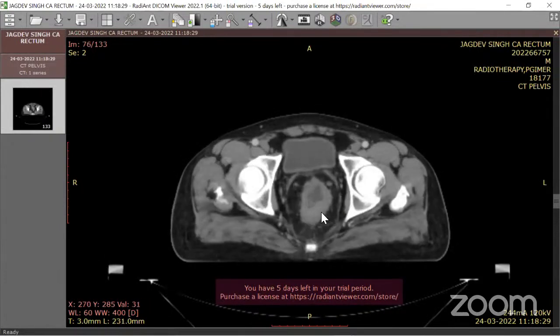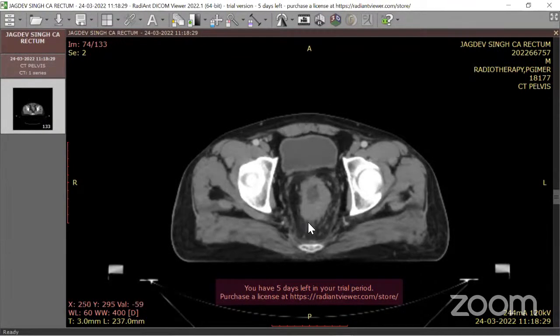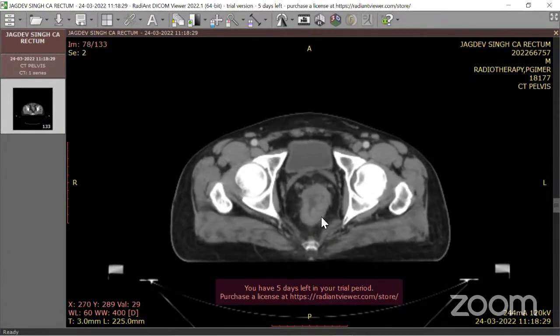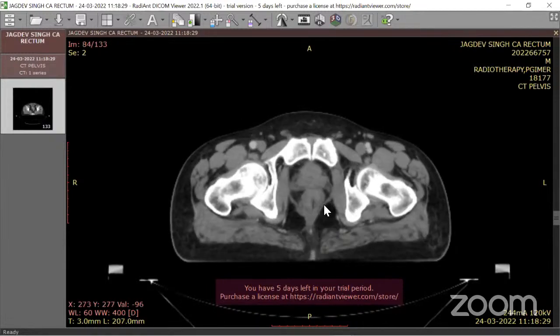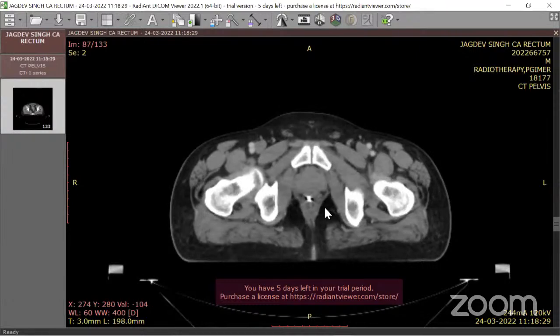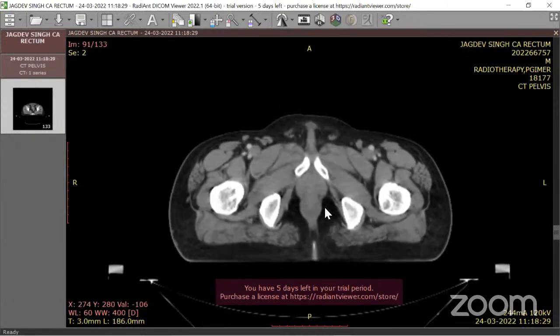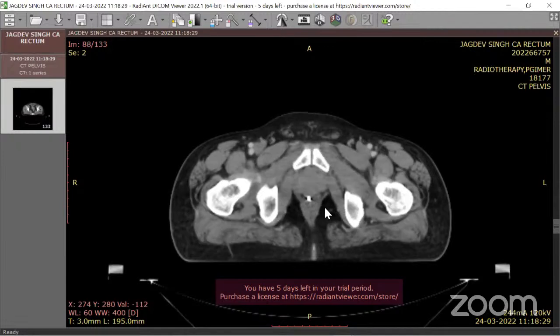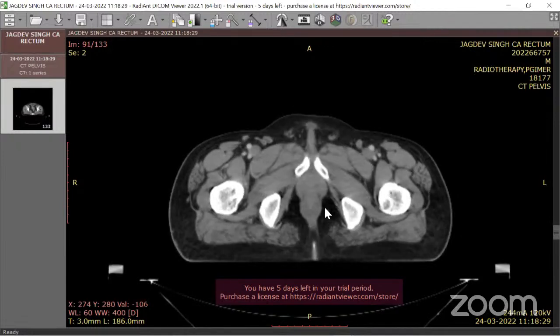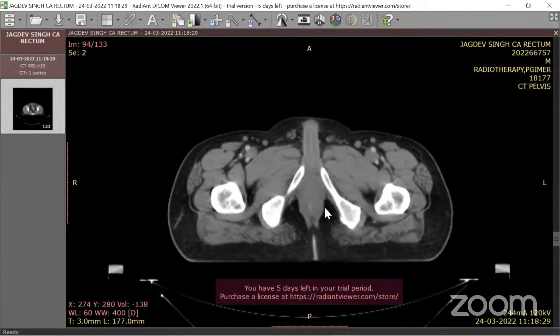Here you can see very well that there is a thickening of the rectal wall. So you can say this is abnormal. So as you go down, you can see the thickening. Even here you find the thickening. So as you move down, if you have not placed a marker, it would be really difficult to identify where exactly the growth ends. So I always prefer to keep a marker because that definitely helps me.